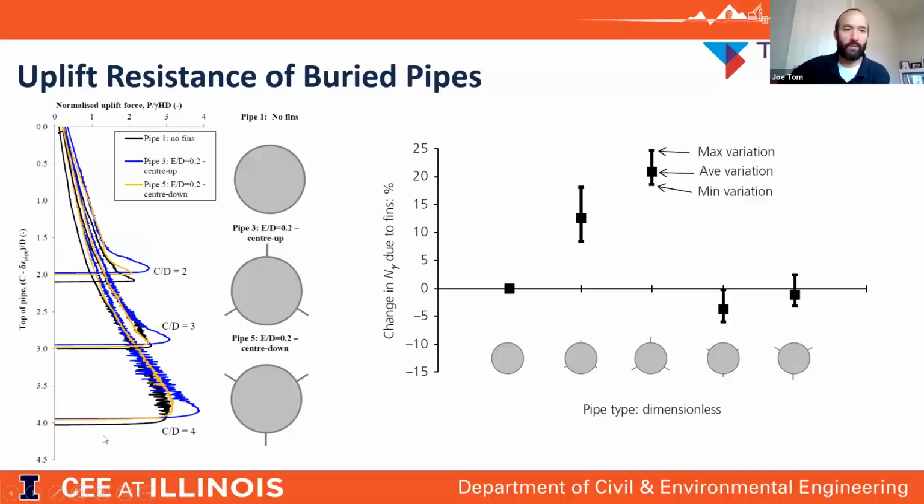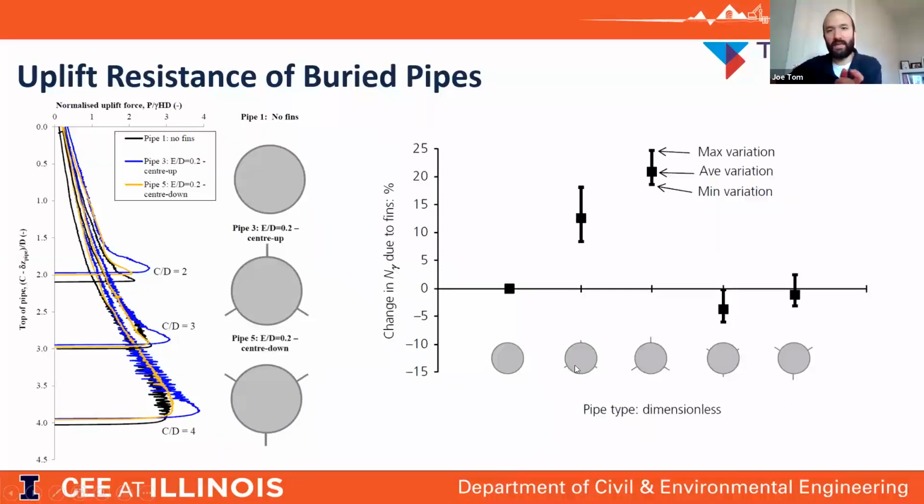And what we generally see is we have a peak, which reduces as we move the pipe up through the soil towards the surface, which is as expected. And then what we can do is look at the value of the peak resistance measured and see how that compares for different pipe types.